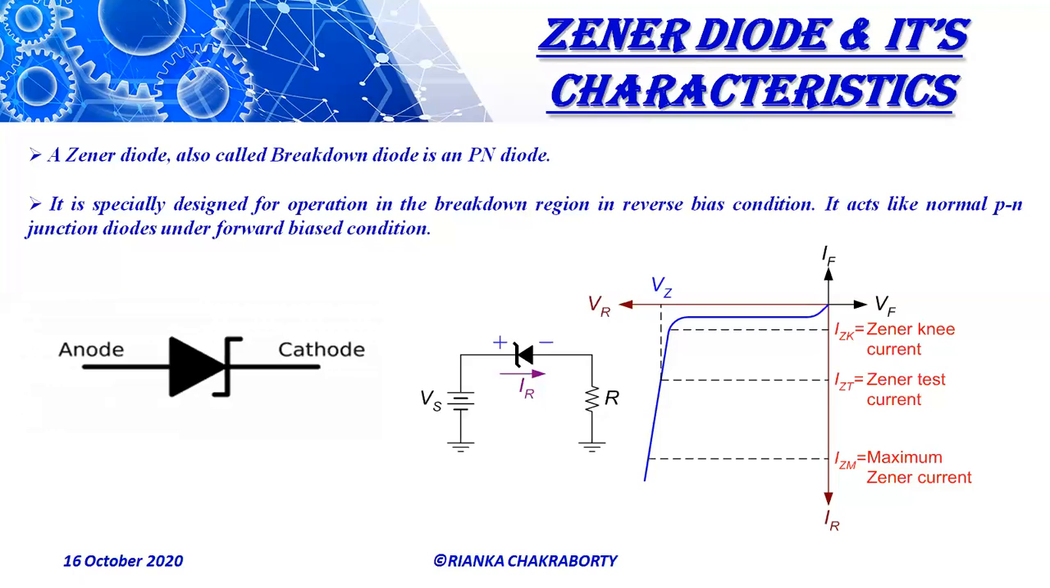A Zener diode allows electric current in the forward direction like a normal diode, but also allows electric current in the reverse direction if the applied reverse voltage is greater than the Zener voltage. A Zener diode is always connected in reverse direction because it is specifically designed to work in reverse bias condition. That means it is operated in a reverse bias condition, but it acts like a normal PN junction diode under forward bias condition.